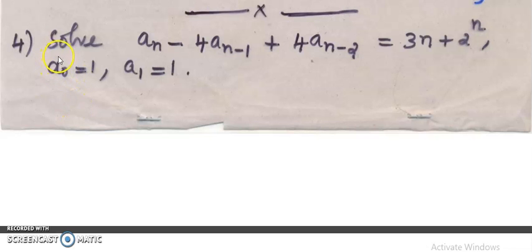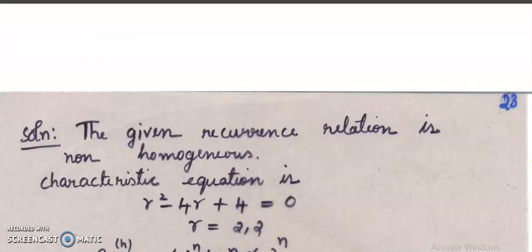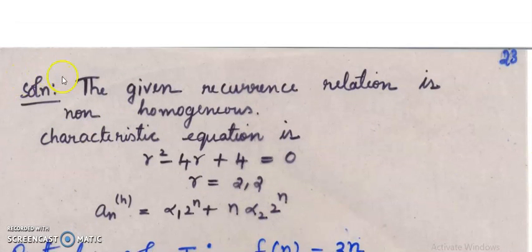Okay, now non-homogeneous recurrence relation, continuation of the problem session. Solve a_n minus 4a_(n-1) plus 4a_(n-2) is equal to 3n plus 2 raised to n, where a0 is equal to 1 and a1 is equal to 1. So here, in the solution part, first we have to find the homogeneous solution and then we have to find the non-homogeneous solution. The given recurrence relation is non-homogeneous.